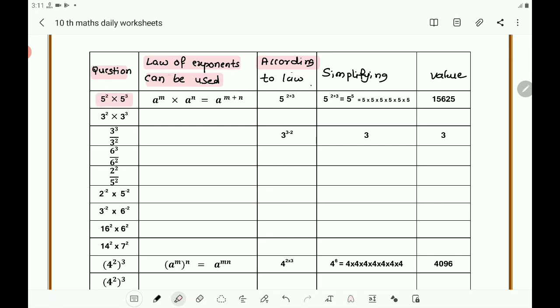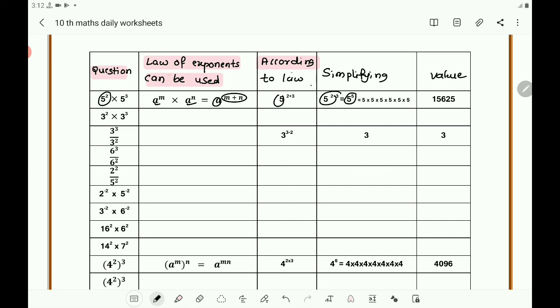5 power 2 into 5 power 3. Here the bases are same, 5 and 5, and powers are 2 and 3. So you must use the law a power m into a power n, which is a power m plus n. So here you can write 5 power 2 plus 3. In the place of a, 5 is there, and m plus n is 2 plus 3. Then 5 power 2 plus 3 becomes 5 power 5.